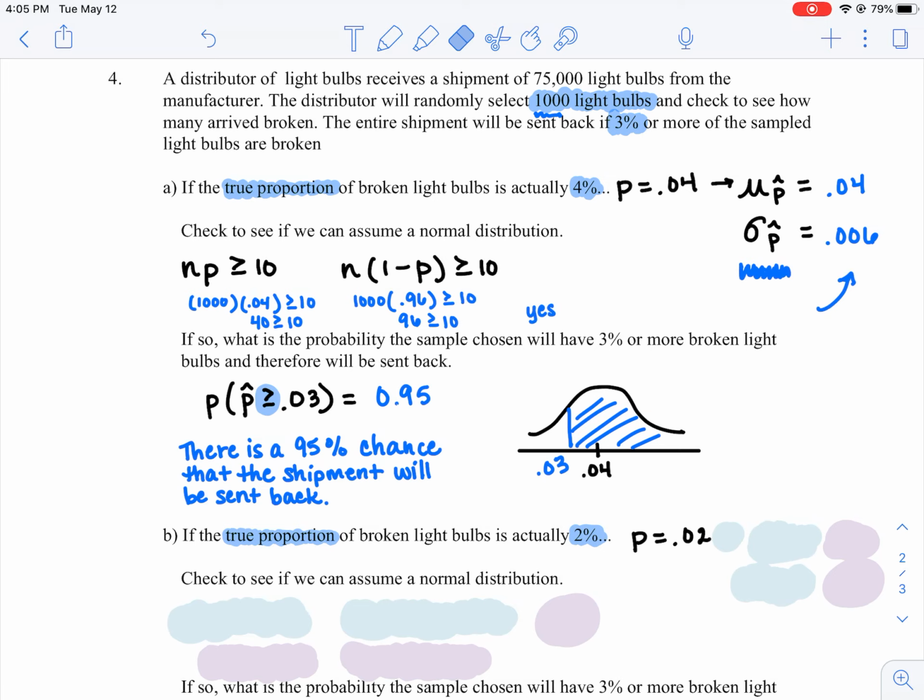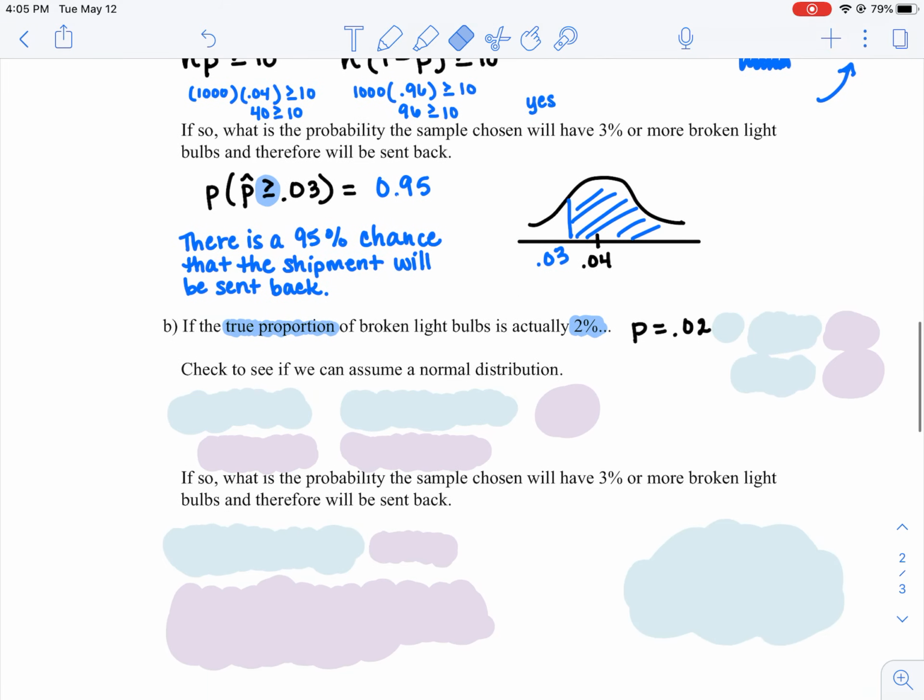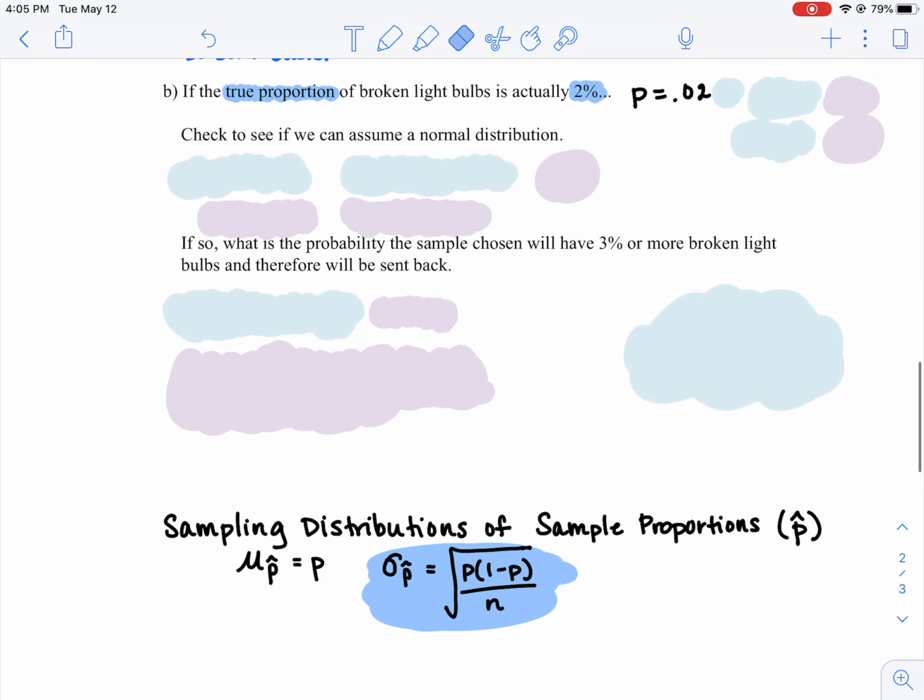Now, what if we change things? What if we ask the question, okay, if the true proportion of light bulbs broken is actually 2%, what's the probability that he has to send it back? What would the mean of our sampling distribution be if the true proportion is 2%? I lied there. It would be 0.02. Okay. Now, that's the easy one. These are equal.